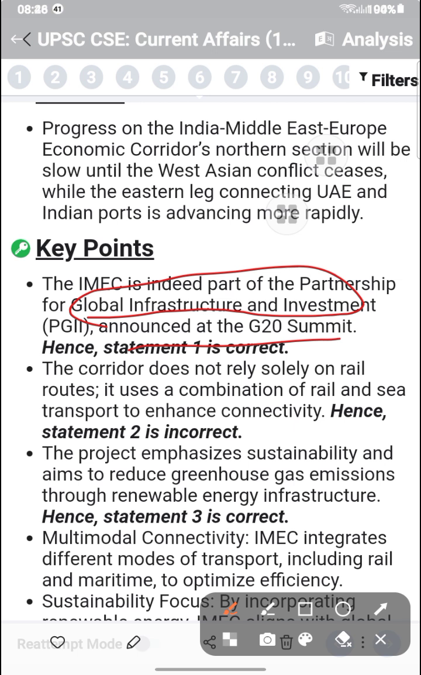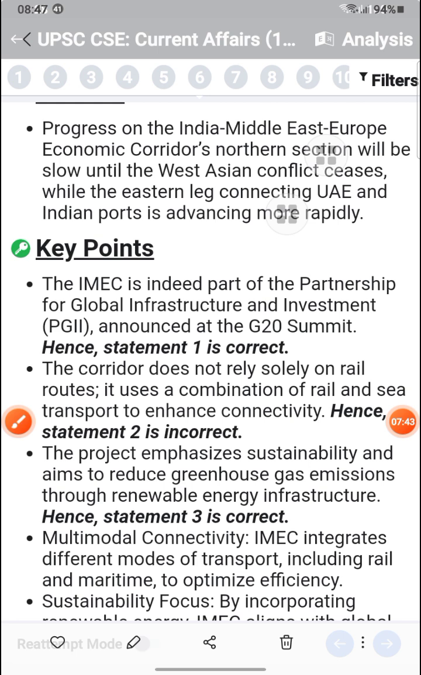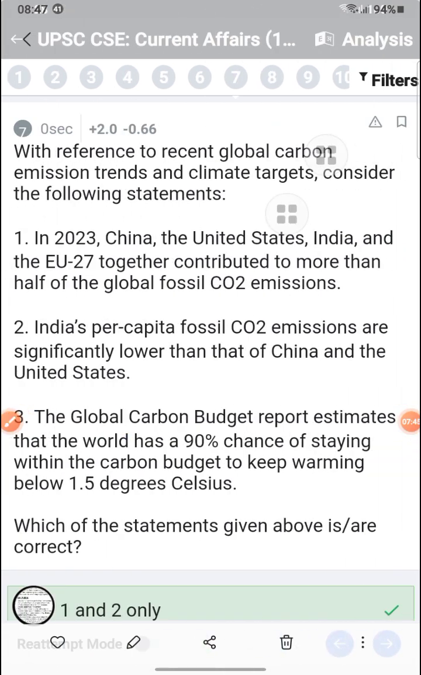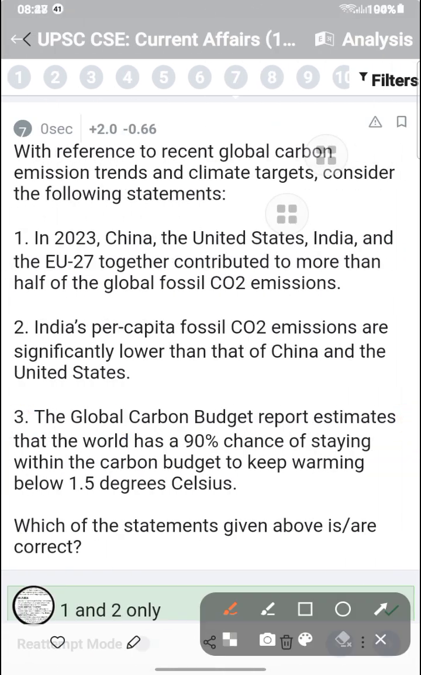The G20 summit corridor does not rely only on rail, but it can be rail, sea, and connectivity. The project emphasizes sustainability, reducing greenhouse gases, multimodal connectivity including rail, maritime, and efficiency. Sustainability will be the focus area. With reference to the recent global carbon emission trend, climate targets are considered.